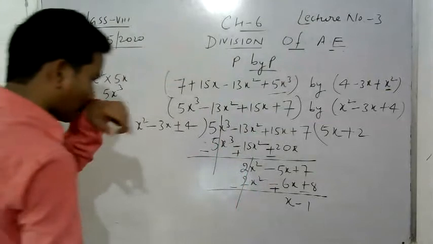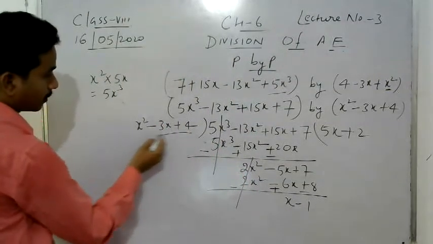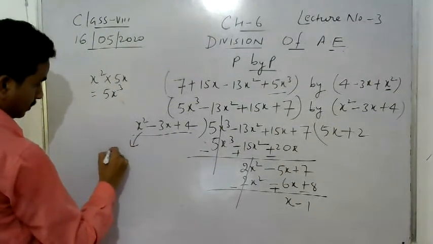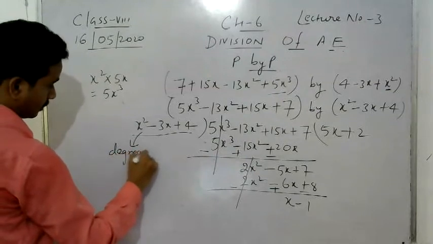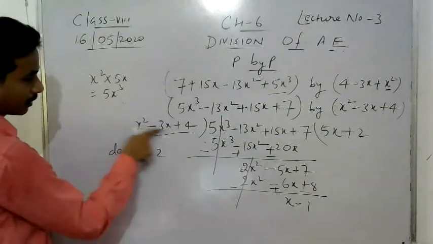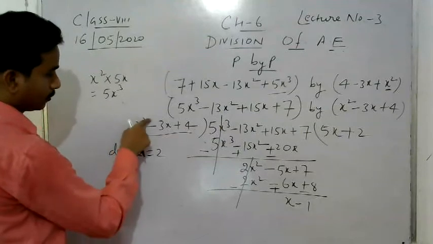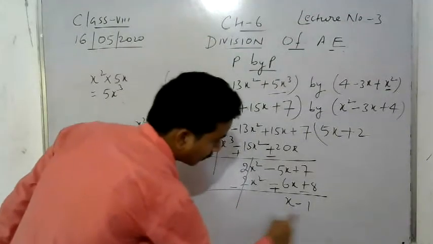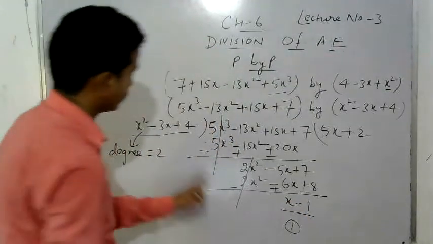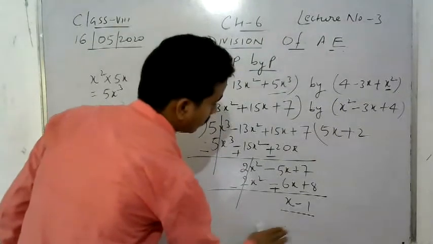So now we cannot go further, because the degree of the divisor expression is 2. What is the degree? The highest power of x in the algebraic expression is called its degree. So here the highest power of x is 2, so its degree is 2. And here the highest power of x is 1, so the degree of this expression is 1. So when the degree of the remainder is less than the degree of the divisor, then you will stop the division. No need to go further.